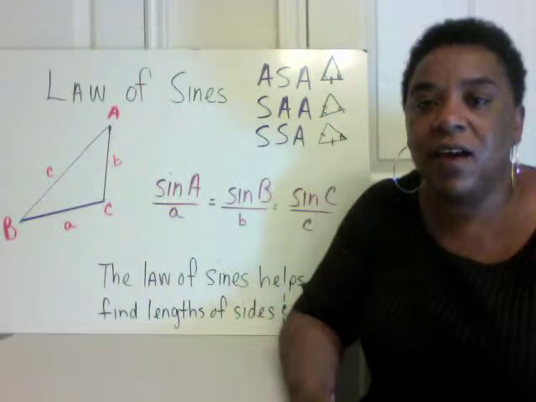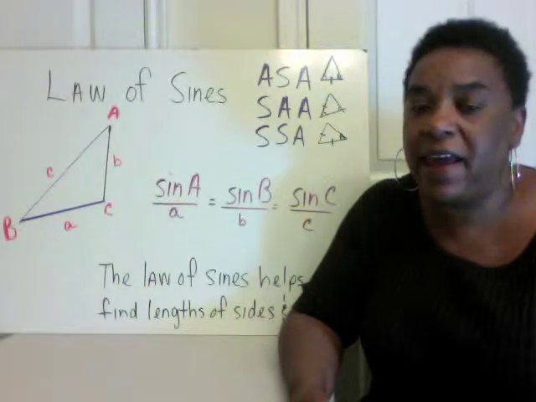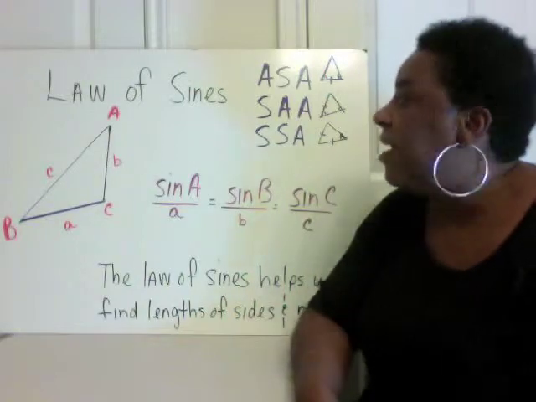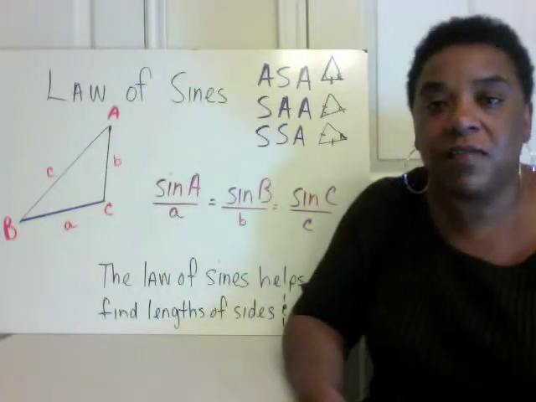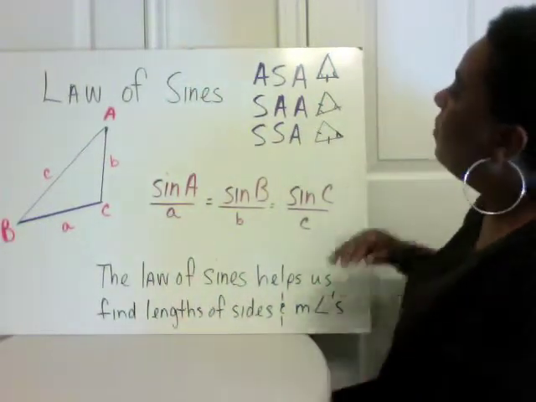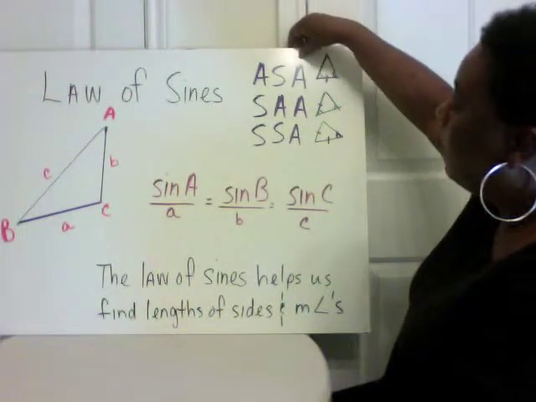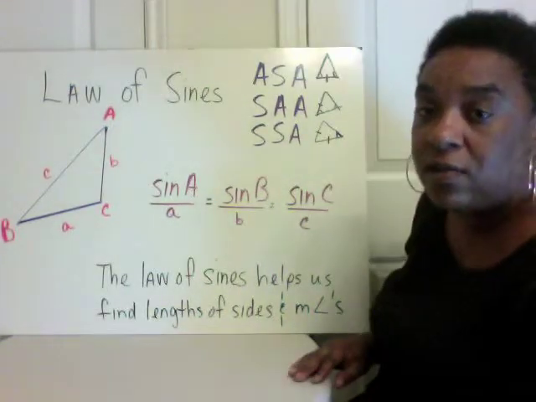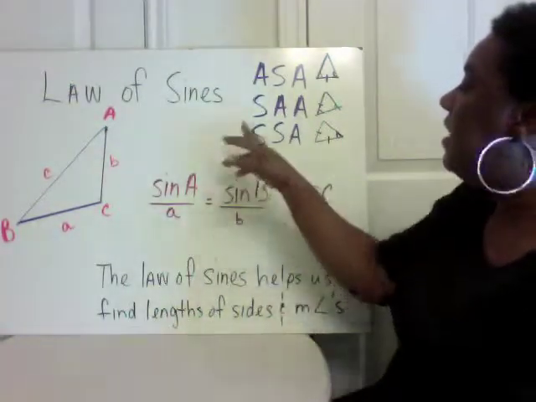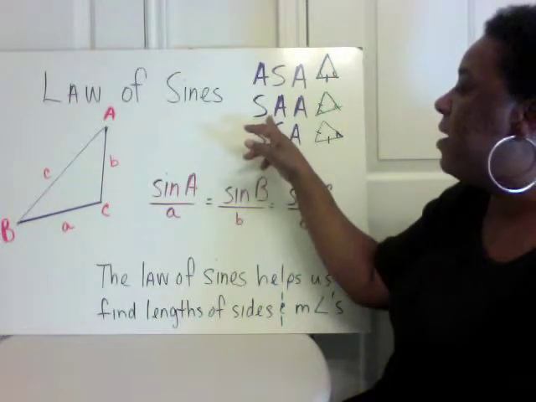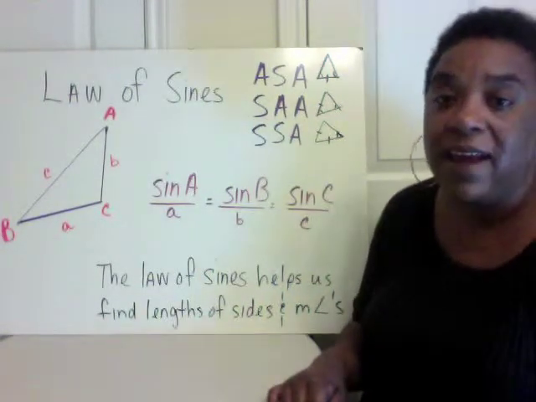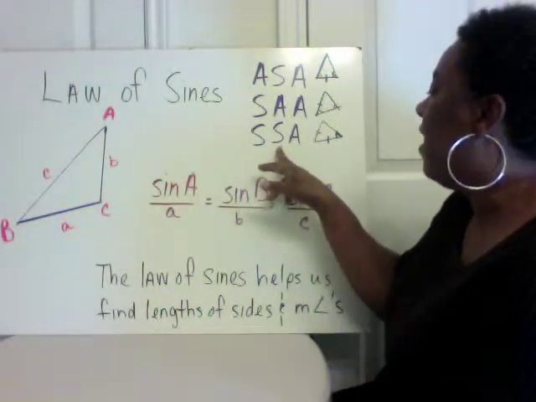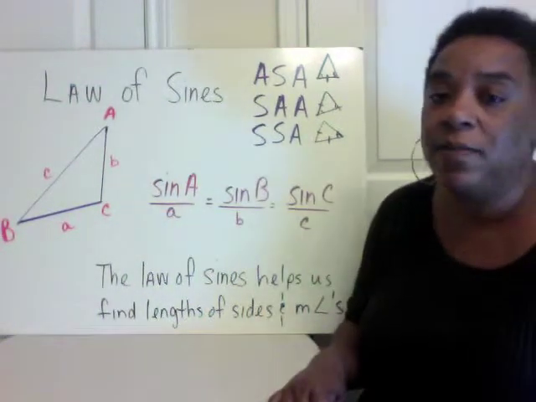Now we can use the law of sines to help us find the measures of angles and the lengths of sides of non-right triangles. The kinds of triangles that we can use the law of sines for are angle-side-angle, where we are given the measure of two angles and the length of a side in between those angles, or if we're given the length of a side and the measure of two subsequent angles, or if we have two sides and a subsequent angle.